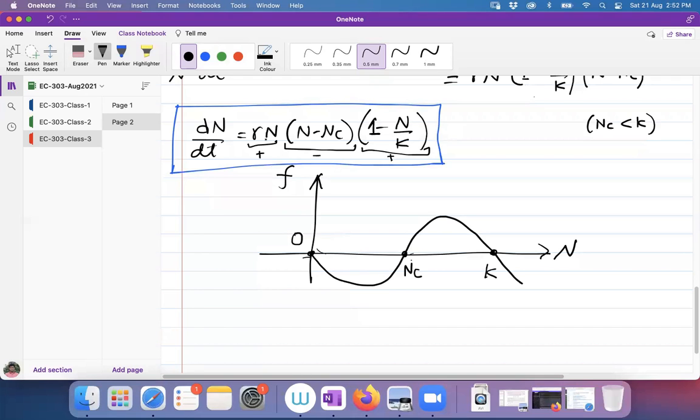We know that n equal to 0 makes the entire thing 0, and n equal to nc makes the entire thing 0. So you have to connect 0 to 0, but via negative values. Likewise, it has to be 0 at nc and again at k, and everything in between is positive. Therefore, it has to be like this. One way to plot functions, by the way, is always this: find all the roots, check the sign of the function between two roots, and then make connections. That will give you a qualitative picture of any function.